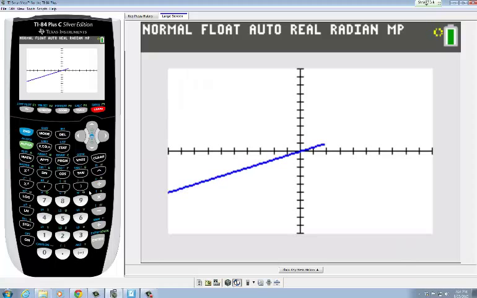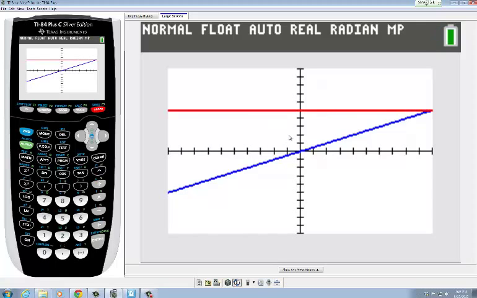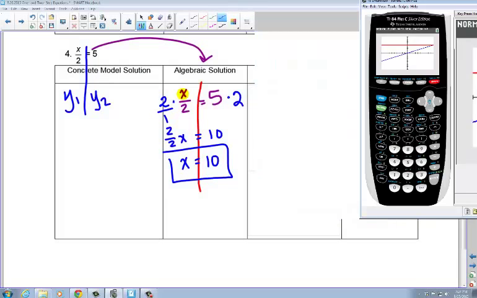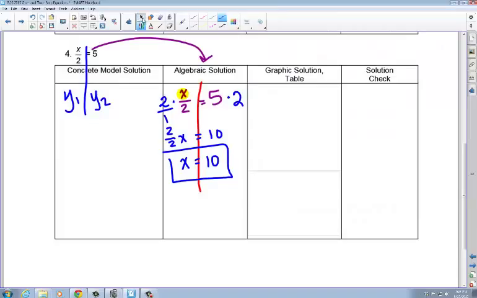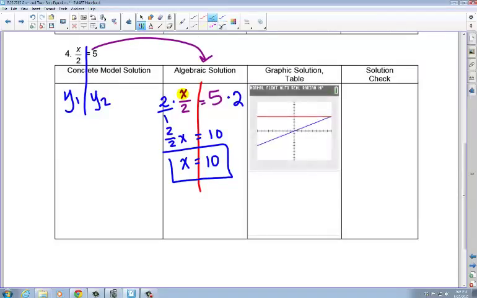I'm looking for the intersection between the blue and the red lines. So right here, we see that the intersection is at 10, 1, 2, 3, 4, 5, 10, comma 5. So I'm going to plot the point, and I'm going to write out my coordinate point, 10, comma 5.